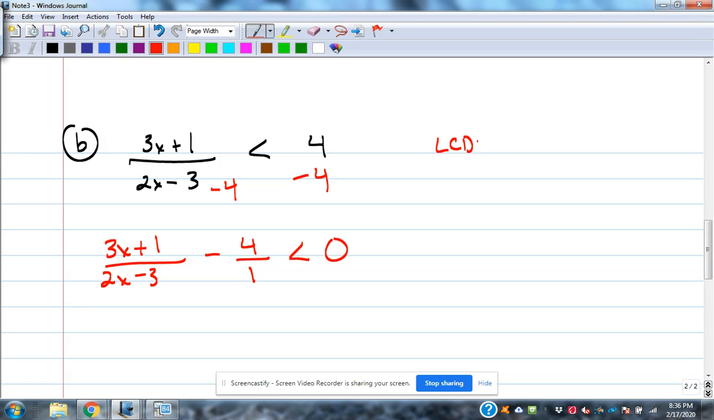What's our least common denominator? Yeah, because the other fraction has a 1 on the bottom. 2x minus 3 is the only thing that we have as a part of that. So our restriction, 2x minus 3 equals 0. It'd be 3 over 2. And I'm not going to put that on the number line yet because I don't know where it's going to go in comparison to the solution to the equation that we solved. I don't know that yet.